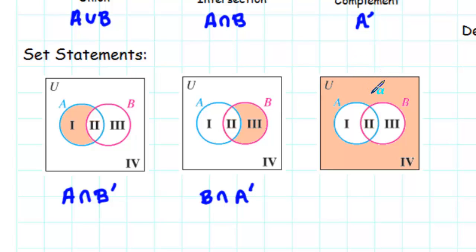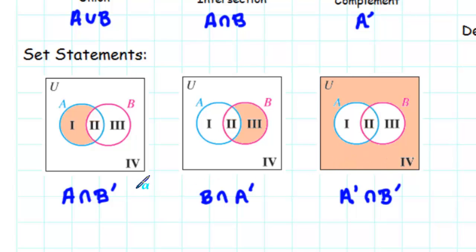What about this last diagram? We see that just region 4 is shaded in. Well, region 4 consists of the women that are neither actresses nor ballerinas. So one way to write that down would be A complement intersected with B complement. These are the women that are not actresses and they're not ballerinas.